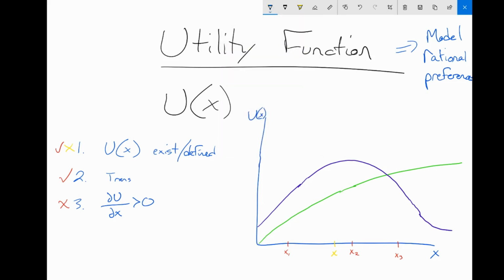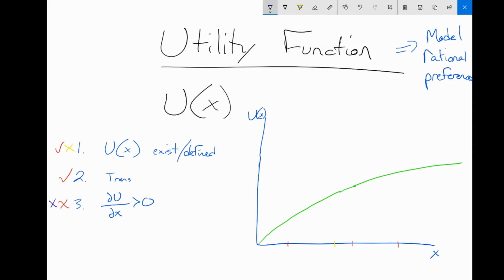All right, so let's go on. Let's do purple next. Does purple satisfy these conditions? Actually, we can answer that pretty quickly because all we have to do is look at it and see that it's not always increasing. It increases at first and then it goes down. That means it does not satisfy the third axiom, so we can rule it out right away. Let's just get rid of that.